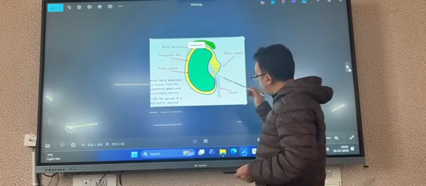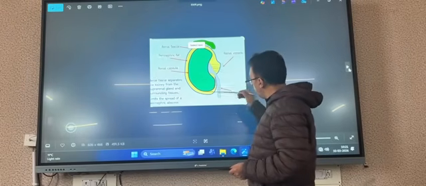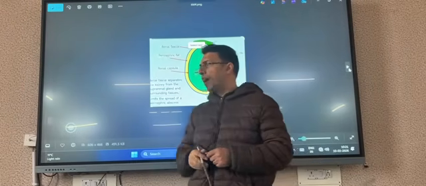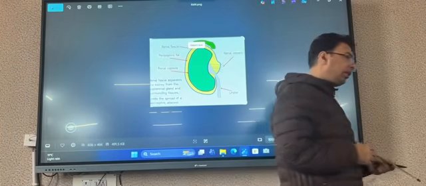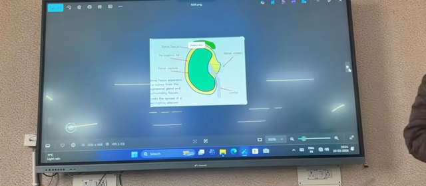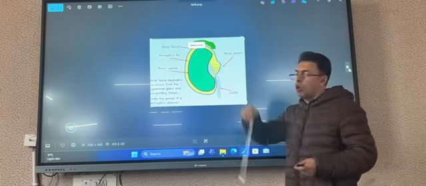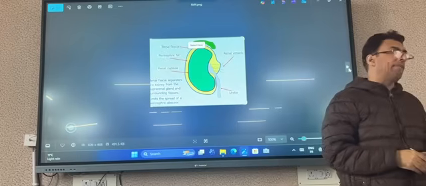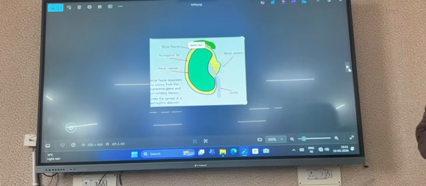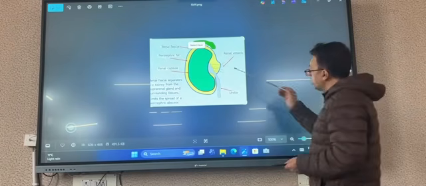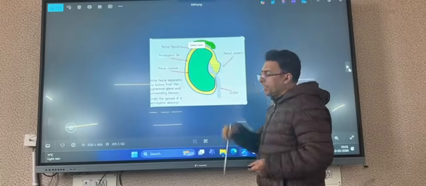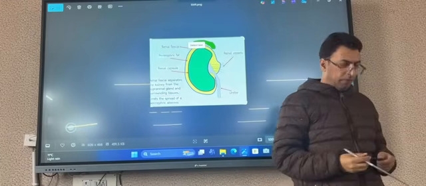Then there is some yellowish tissue, and yellow refers to fat, adipose tissue. So there is a cushion of fat, which we call the perirenal pad of fat or perinephric pad. This is important. Then over the perinephric pad of fat, there is the renal fascia. Very important.